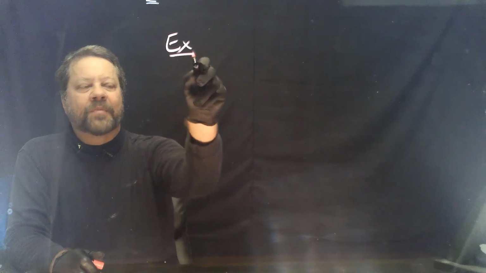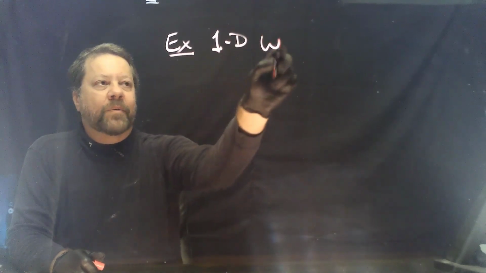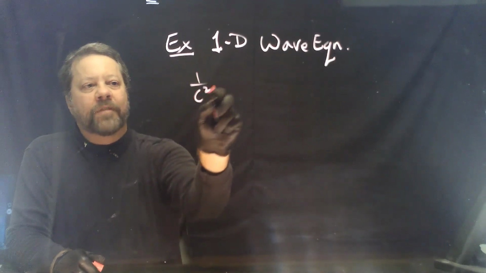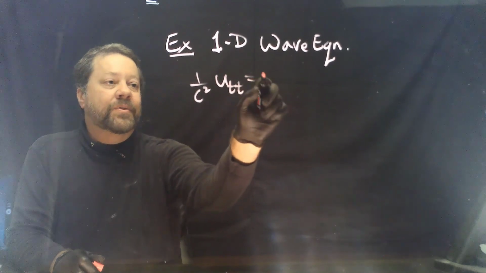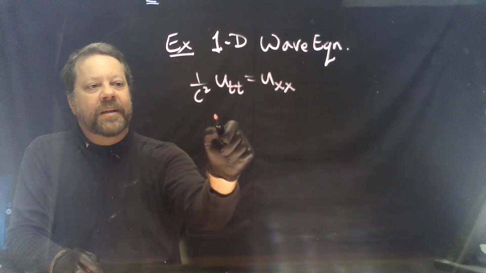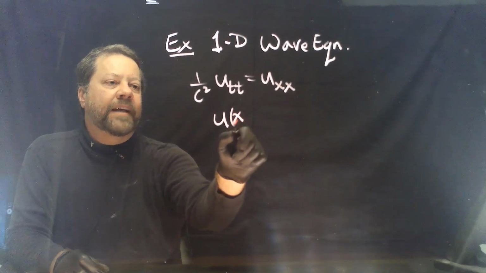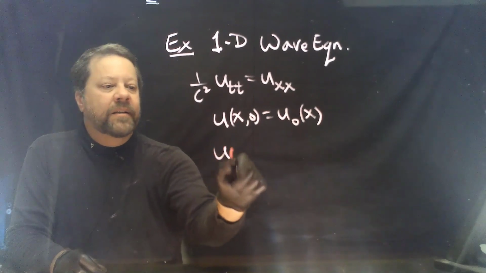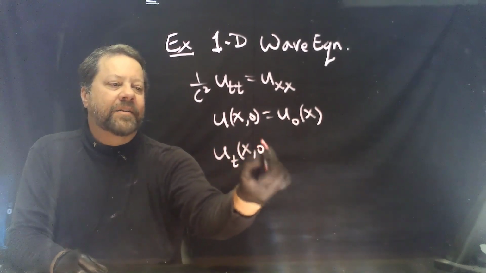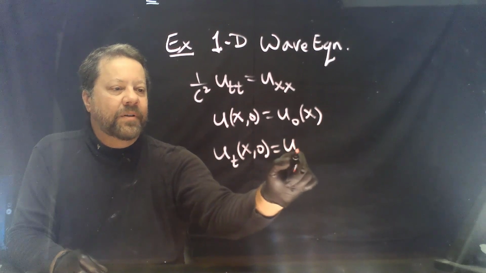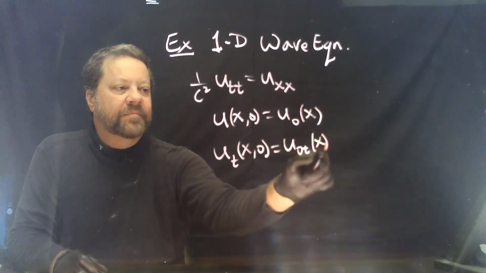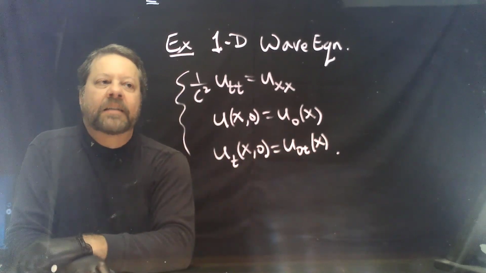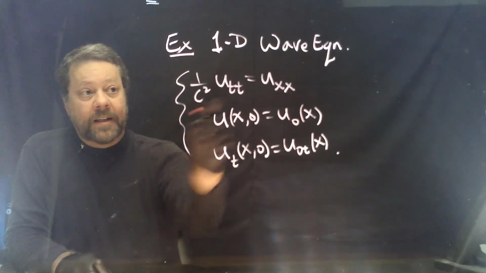For our first example, let's apply this to the one-dimensional wave equation, which takes the form 1 over c squared u_tt equals u_xx with initial data u of x,0 equals u_0 of x and u_t at x,0 equals u_0t of x. So we're defining the initial displacement and the initial velocity in this equation describing accelerations.